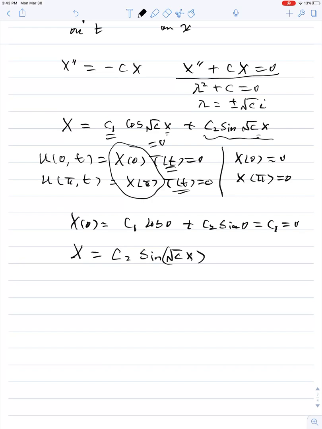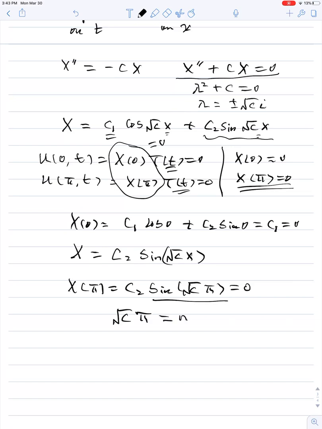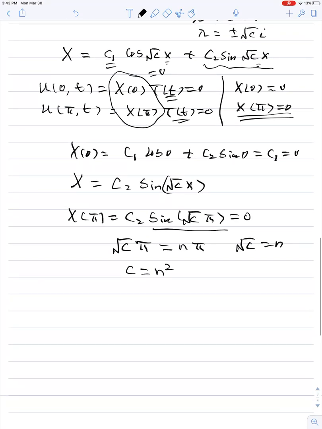Now we also need to satisfy the second boundary condition. So c2 sine square root of c x, when x equals pi, equals 0. Now sine of something equals 0 means that this something must be an integer times pi. So the square root of c is n, and therefore c is n squared. We will come back to this kind of separation of variables in the next chapter, but here I just give you a preview of Fourier's method.